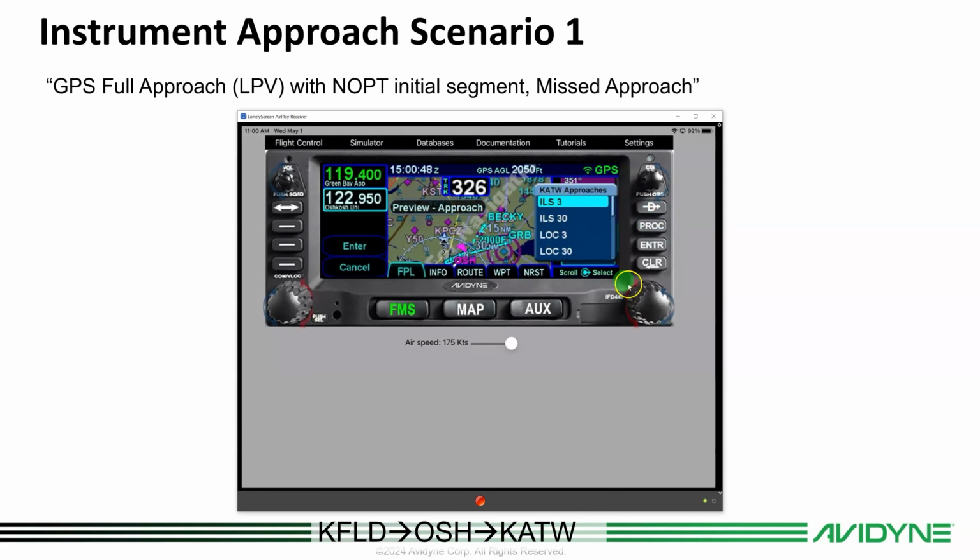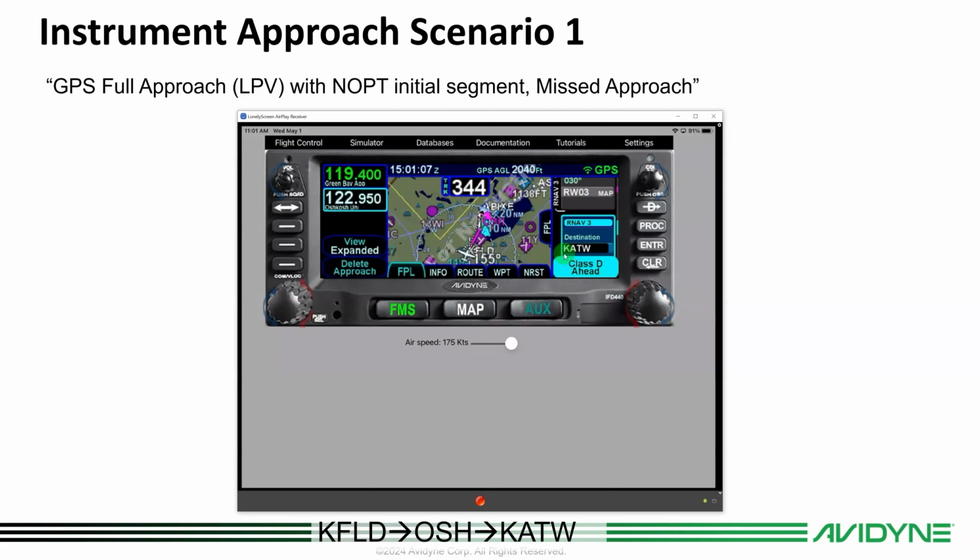And here's a list of all the procedures. So let's scroll through the list. We want the RNAV3, so let's scroll down. There it is. You can see we're getting a preview over here. So we enter that or push in on the FMS knob. And OSH is the IAF. So let's scroll down to that and enter.